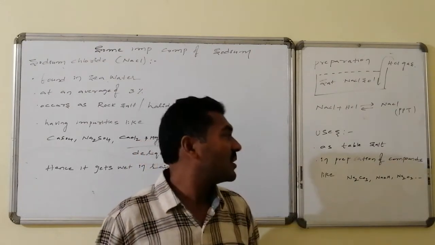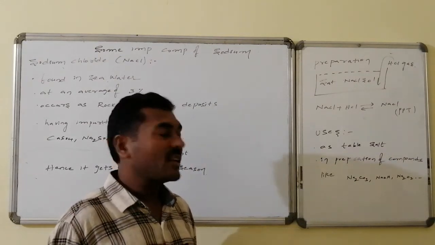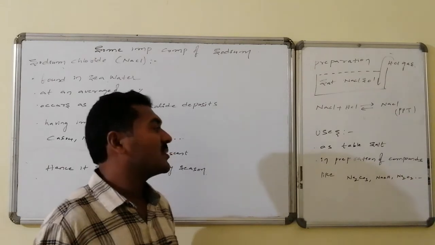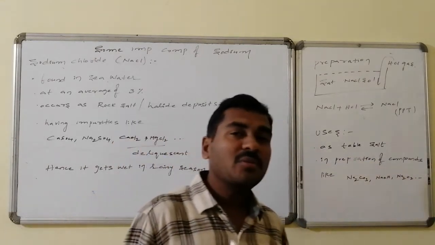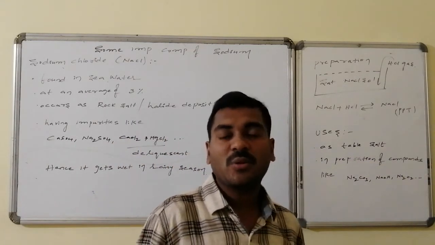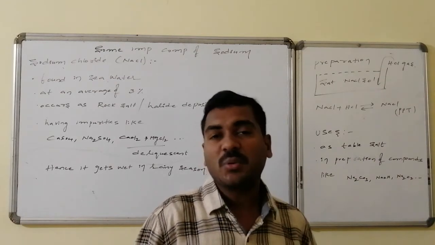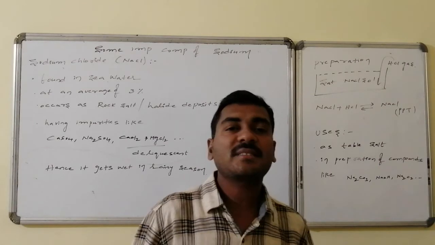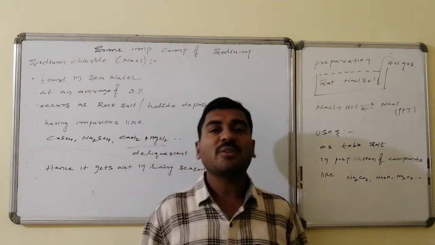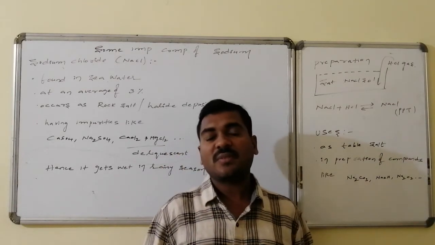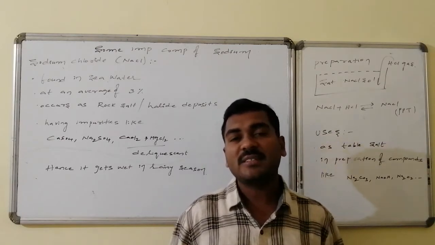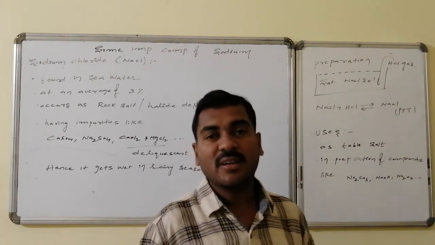Uses of sodium chloride: it is generally used as table salt in cooking and also used for the preparation of many compounds of sodium like sodium carbonate, sodium hydroxide, even preparation of sodium followed by sodium peroxide. Such kinds of substances are made with the help of sodium chloride as the source for the preparation of many of these varieties of sodium related compounds.